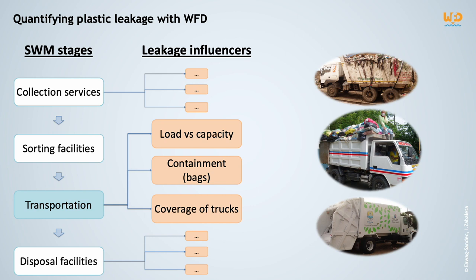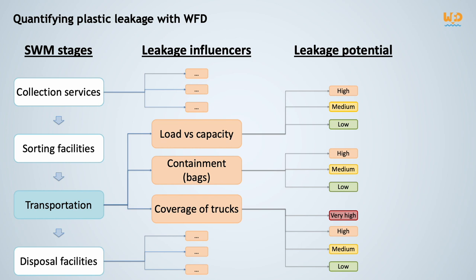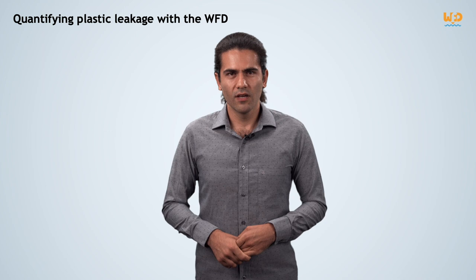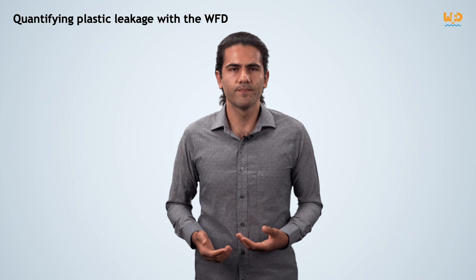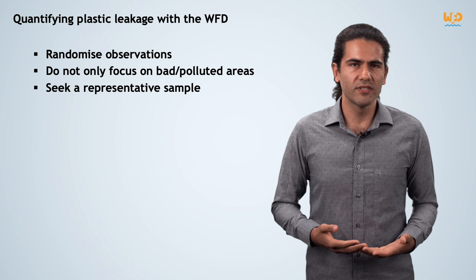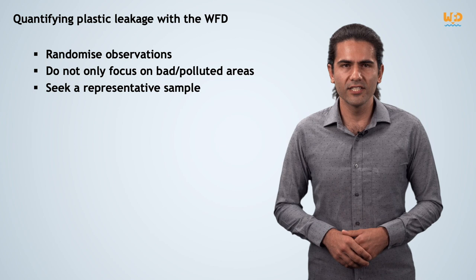Your role as waste flow diagram surveyors is to observe the leakage influencers at each stage of the solid waste management system to grasp an overview of the situation in the city. For each leakage influencer, you will evaluate the leakage potential as being very high, high, medium, low, very low, or none in some cases. One challenge is to obtain representative observations of the coverage area. To have a representative sampling, you need to do observations of both degraded and clean areas. Make sure that your observations are randomized. This would prevent overestimating leakage values.